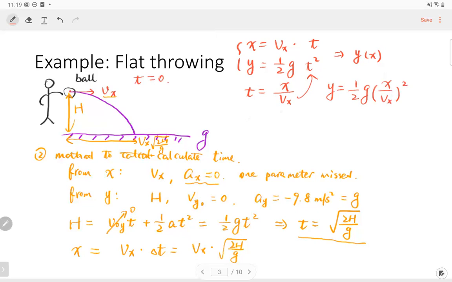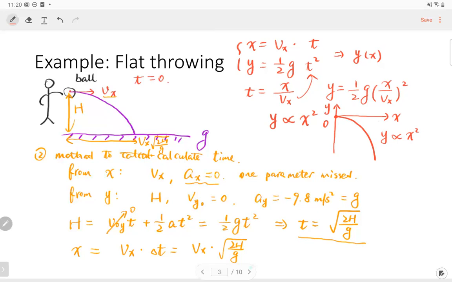So in this case, we get a result. The y is proportional to the x squared. So that's why the projectile motion is a parabolic curve. Right? So if I just draw a curve as y and x, and I set the initial position as zero, then the projectile motion will be a parabolic curve. And y is proportional to x squared.